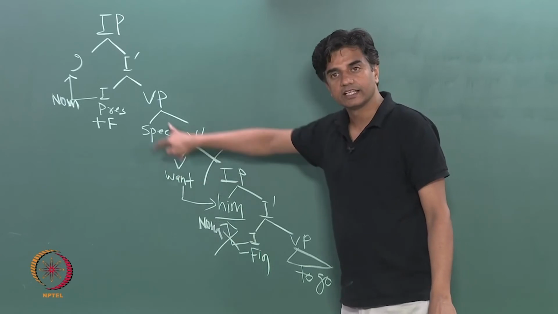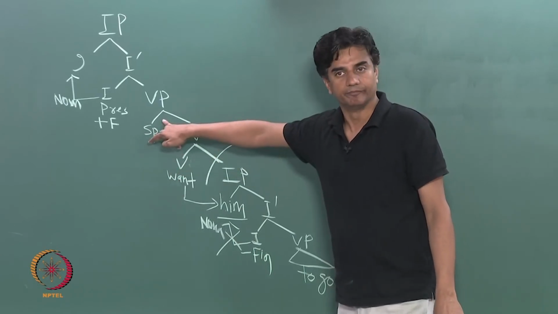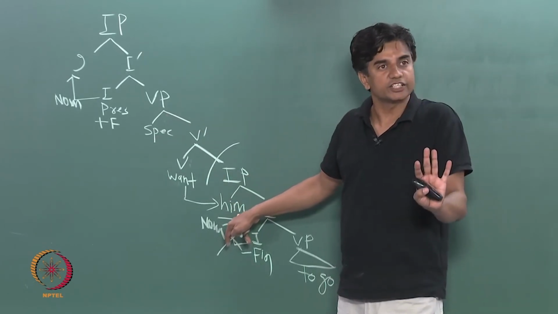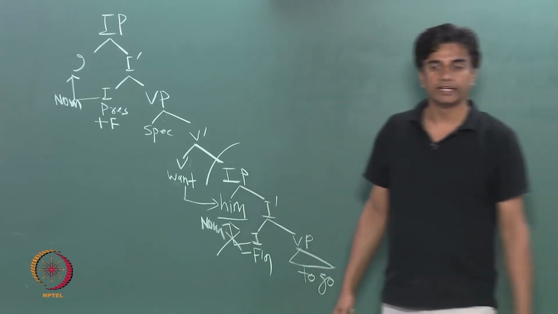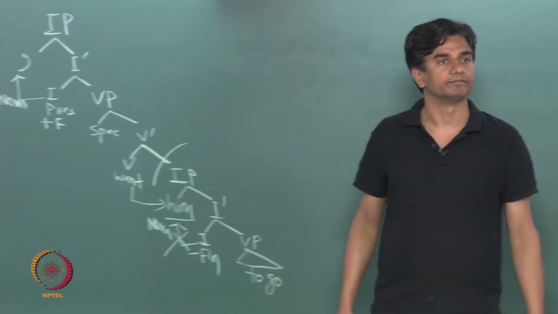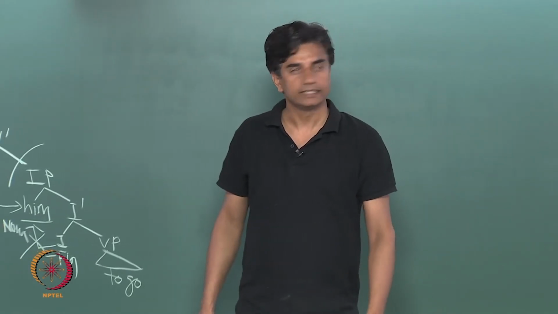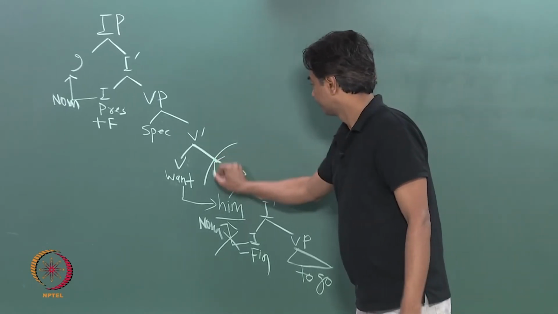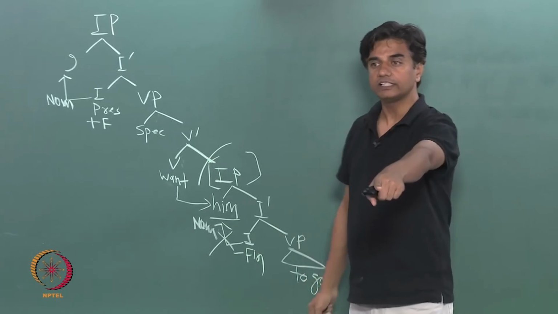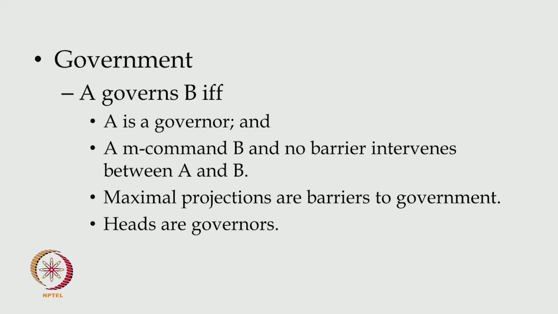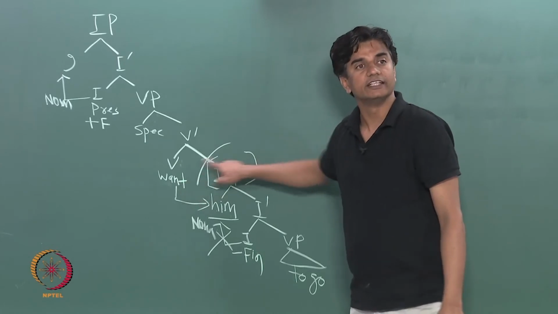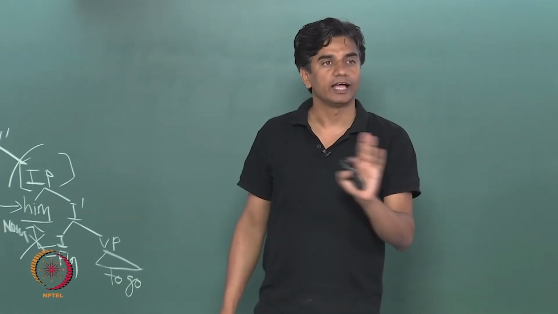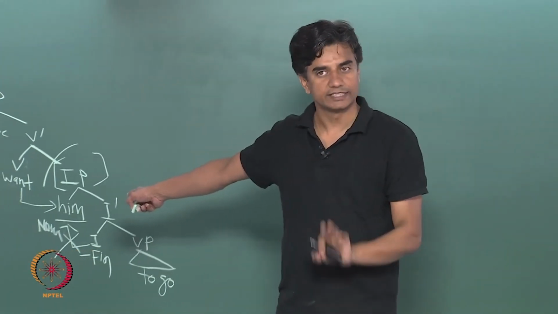First maximal projection dominating V is VP, right? And VP also dominates this one. To this extent it is okay. But what is not okay is maximal projections are barriers. See that? There is another maximal projection here, which is IP. Following this definition of government, V should not be able to assign accusative case to this NP. See this thing? Very nice.